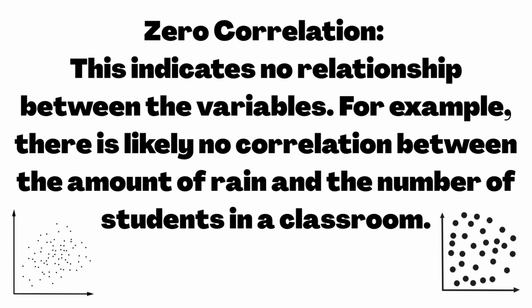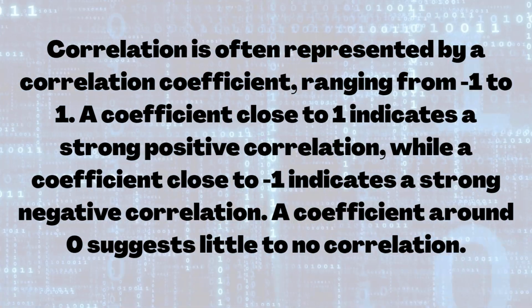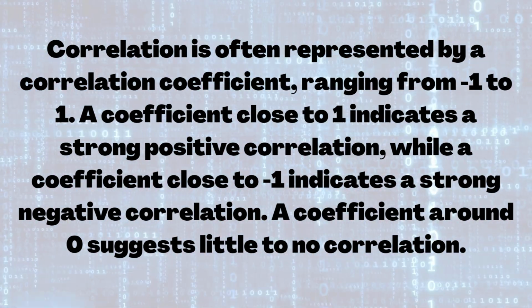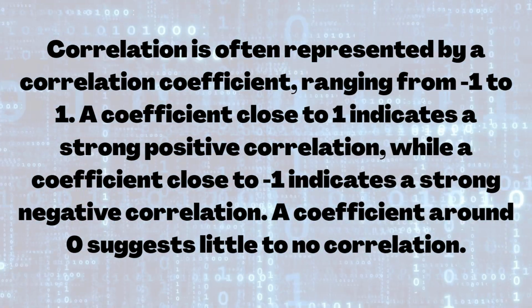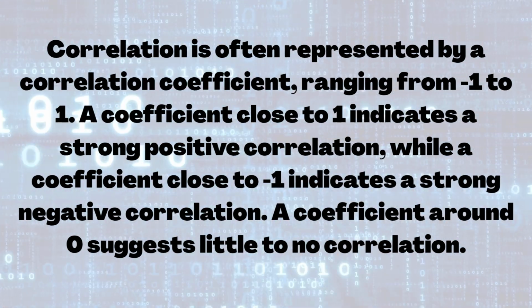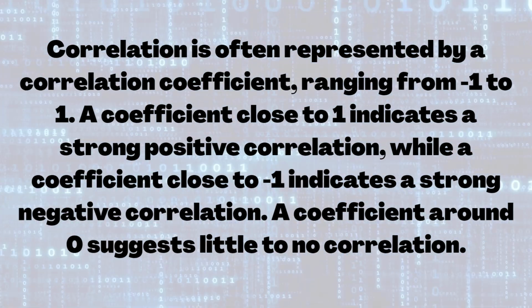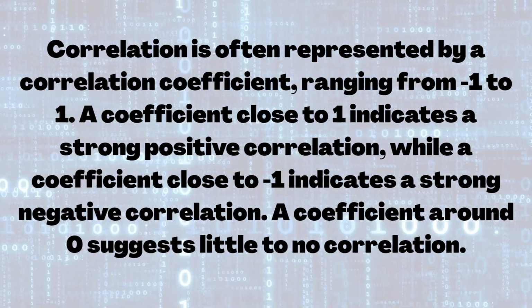Zero correlation. This indicates no relationship between the variables. For example, there is likely no correlation between the amount of rain and the number of students in a classroom. Correlation is often represented by a correlation coefficient, ranging from -1 to 1. A coefficient close to 1 indicates a strong positive correlation, while a coefficient close to -1 indicates a strong negative correlation. A coefficient around 0 suggests little to no correlation.